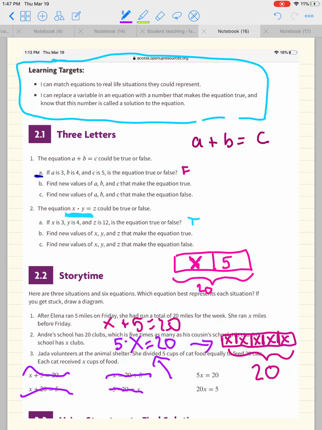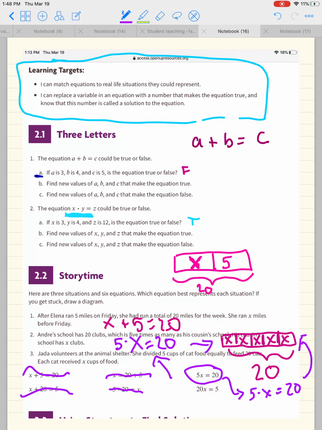Now looking at 5x equals 20 right here. The number 5 next to the variable x is telling you to multiply. You may see that a lot. You may see 5x, you may see 6x, you may see 7x. Anytime that the number is next to the variable, it just means to multiply. So this equation, 5x equals 20, is the same as 5 times x equals 20, which, as we mentioned above, represents this diagram in this situation. So that one works. 5x equals 20.